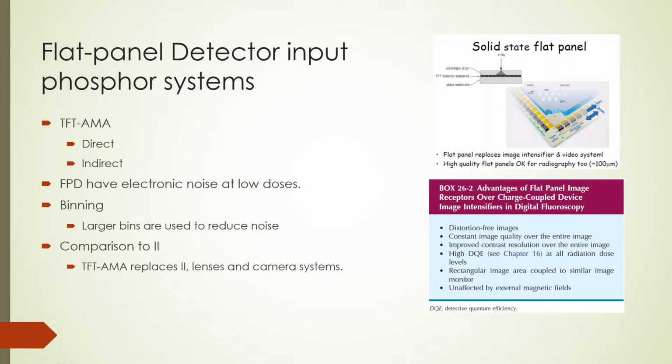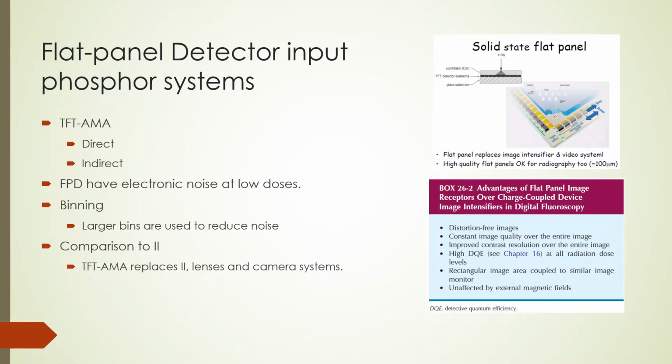Because of the high amplification electronics used with flat panel detectors, there is more electronic noise at low doses compared to image intensifier systems. In high dose applications like fluorographic acquisitions, electronic noise is not an issue. One way to reduce noise in flat panel detectors is to bin several cells together. Flat panel detectors are more compact because a thin film transistor array replaces the image intensifier, collimating lens, and camera systems we learned about earlier.